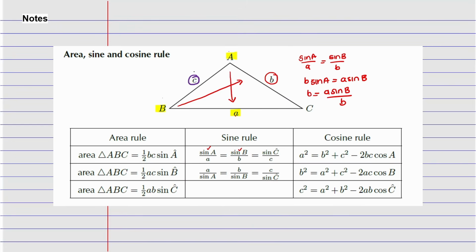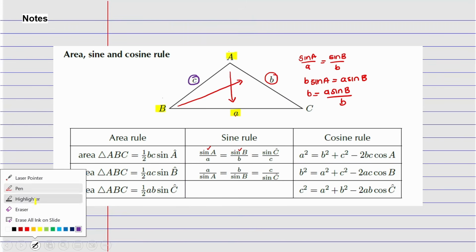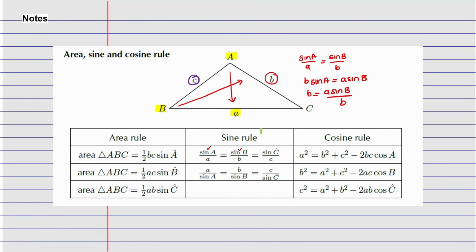So meaning they need to give you what? If this one is missing, they need to give you the following. And I'm just going to highlight it in green, right? They need to give you B. They need to give you A. And the included angle is C.